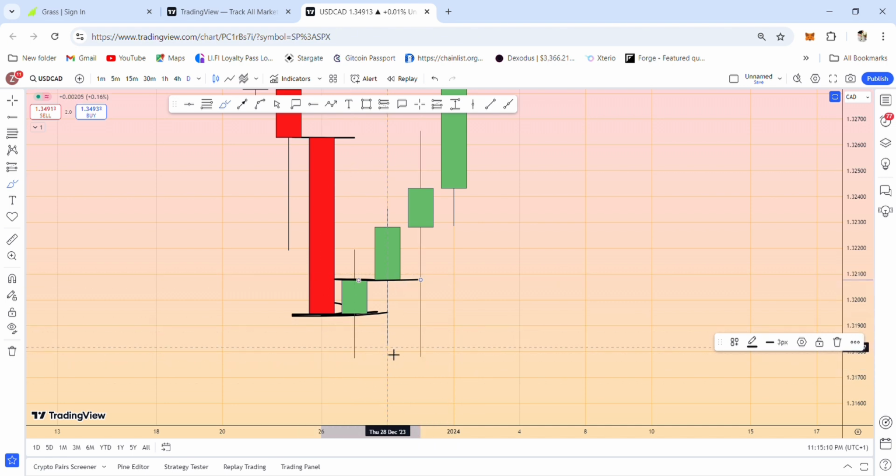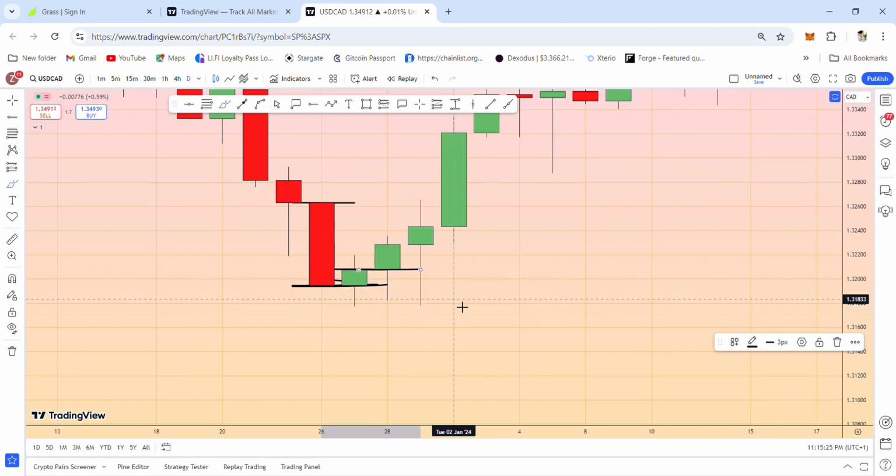So when it opened, it got down and then came above it. It formed the low, came above it and closed above. So the opening price is higher than the closing price, which makes it a bearish candle. So it's not about the color, it's about what's happening.